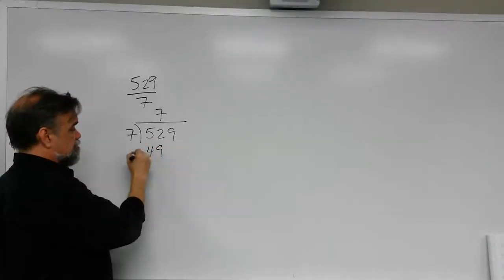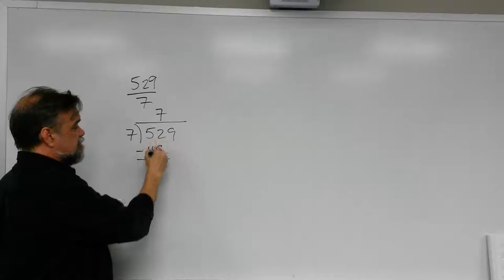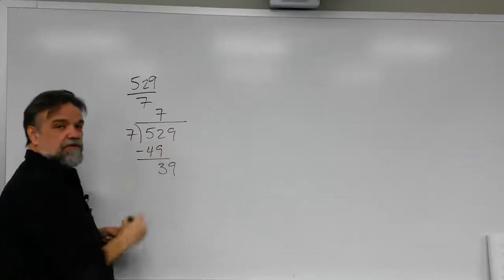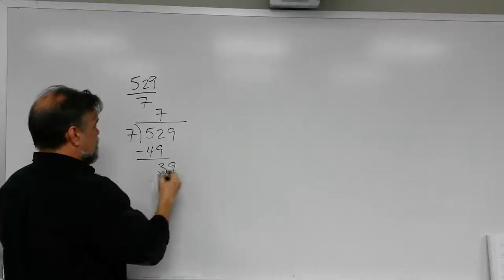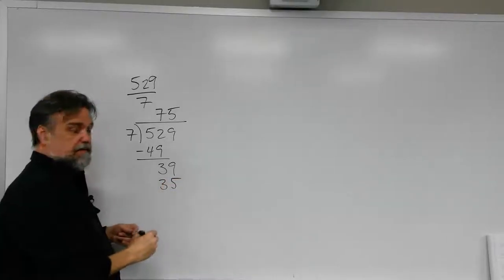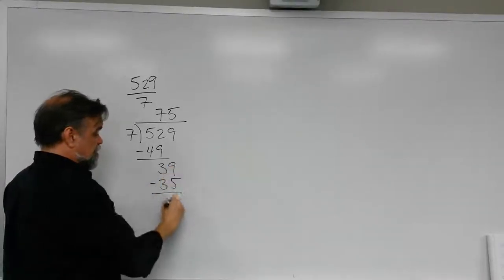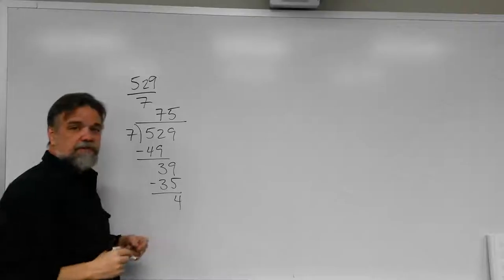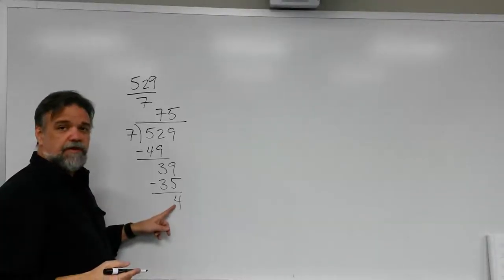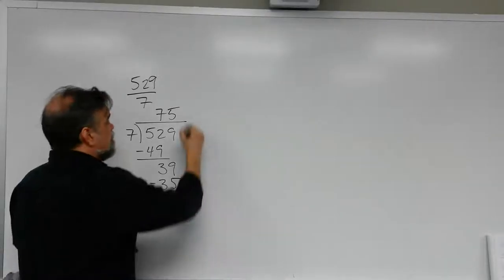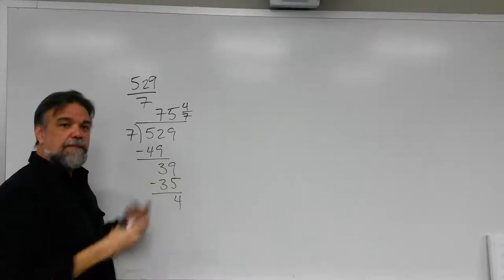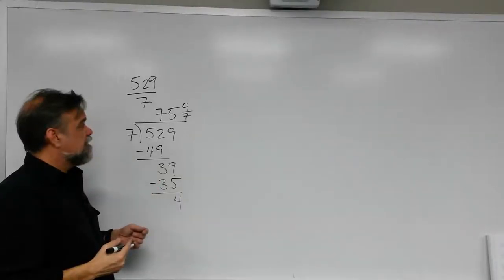And then what do we do? We subtract 49. 52 minus 49 is 3. And then we drop down this 9 here and we say 7 goes into 39 how many times? Well, that would be 5. 5 times 7 is 35. And again, we subtract. And we get 4, and we say 7 goes into 4 how many times? And it doesn't. Okay, so now we're left with a remainder of 4, and the way we treat that remainder is we say it's 4/7 in addition to 75. Okay? That's what we do when we're dividing numbers.